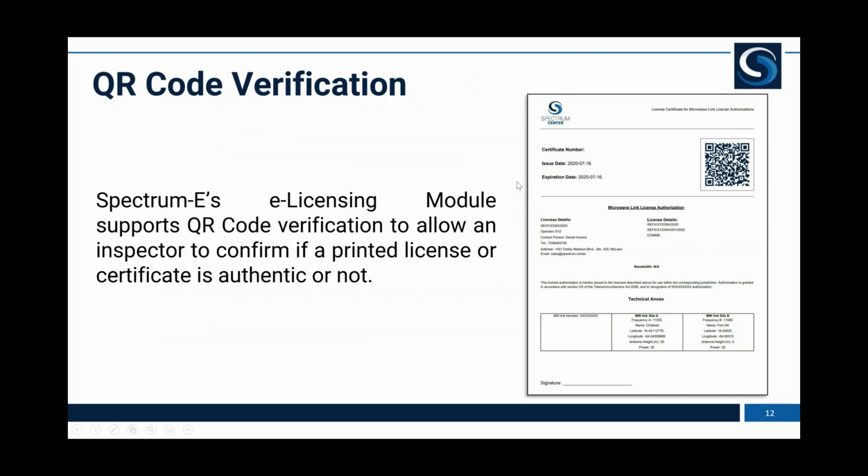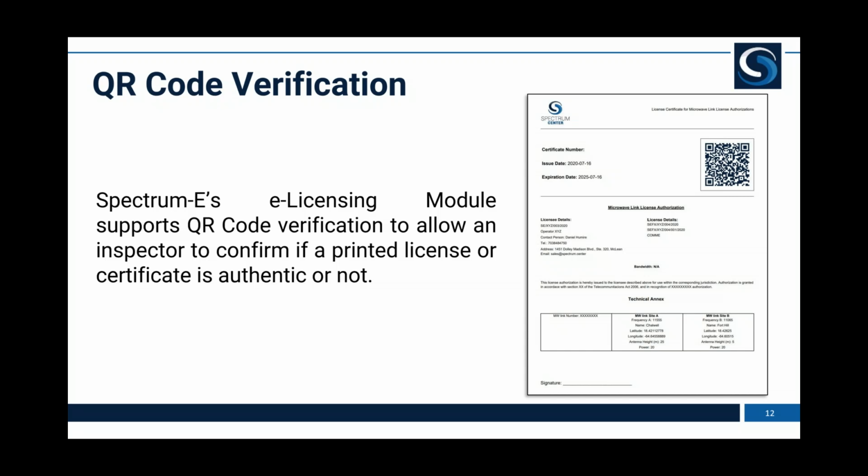One additional feature in the tool that is unique, we believe, to the Spectrum E system is that the e-licensing module supports QR code verification to allow an inspector to confirm if a printed license or certificate that's generated by the Spectrum E e-licensing tool is authentic or not.